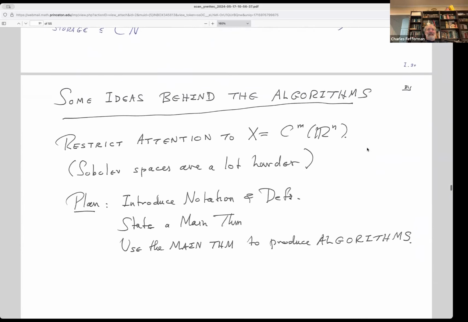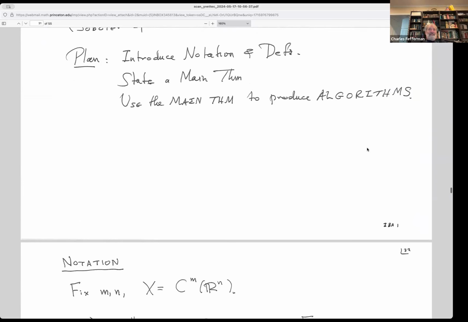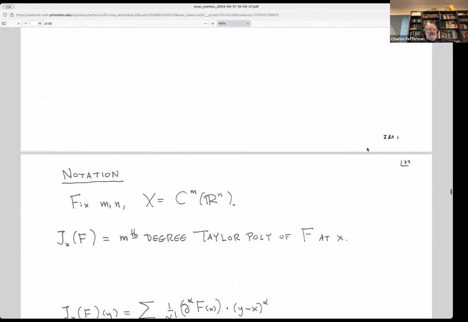So we're going to restrict attention again to C^m of R^n. Sobolev spaces are simply harder. I won't talk about them further. What I'll do is introduce enough notation and definitions to explain the ideas. Then I'm going to state a main theorem and say a little bit about how to use the main theorem to produce the algorithms. Okay, so let's fix the notation.